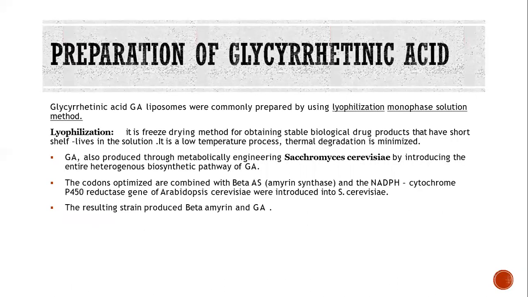Preparation of glycyrrhetinic acid. Glycyrrhetinic acid, one kind of triterpene saponin, is mainly extracted from the roots of the traditional Chinese medicine glycyrrhiza. Studies have shown that GA has obvious antiviral and anti-cancer effects and is commonly used for clinical treatment of chronic hepatitis and liver cancer.